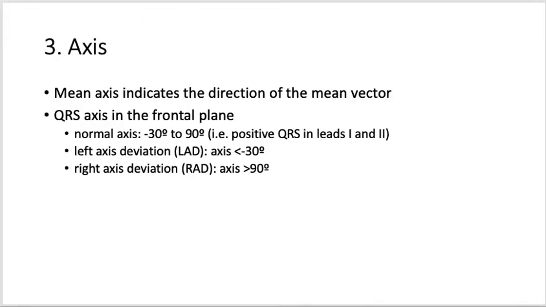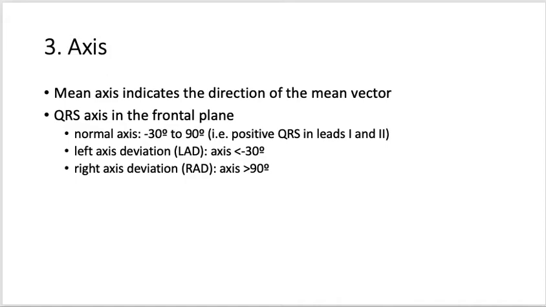All right, axis. This can be a little bit complicated, but I assure you that once it all falls into place and makes sense, it can be quite easy to understand. Basically, the best way to describe axis is the mean vector of the electrical activity of the heart. So if all the vectors were added up together from all of the different leads and then averaged out, this is what the direction would be for that average of all the electrical activity in the heart. It's like the average electrical activity and what direction it's pointing in.